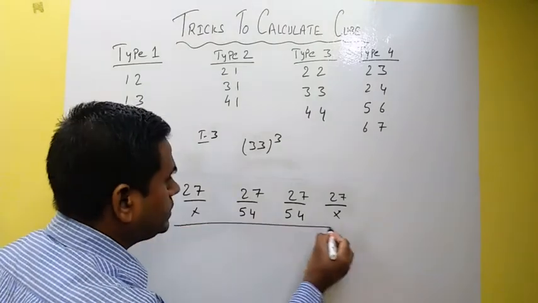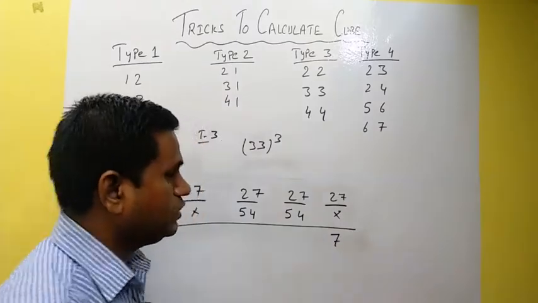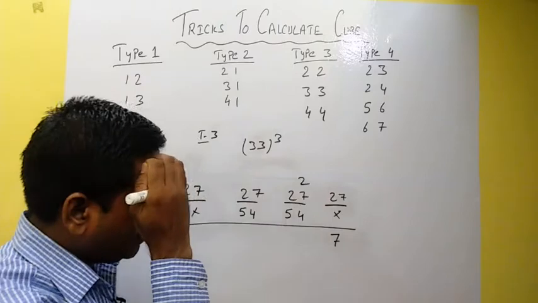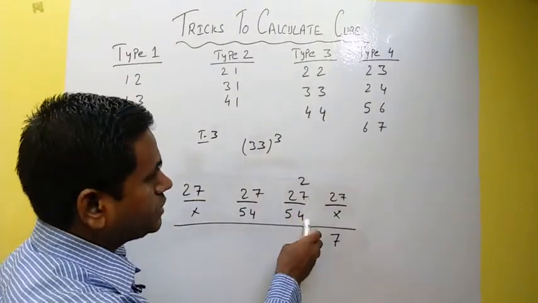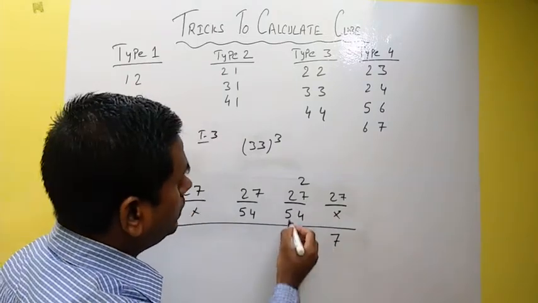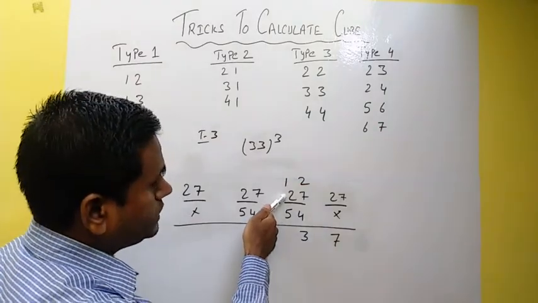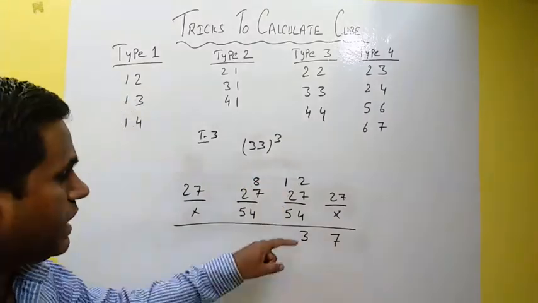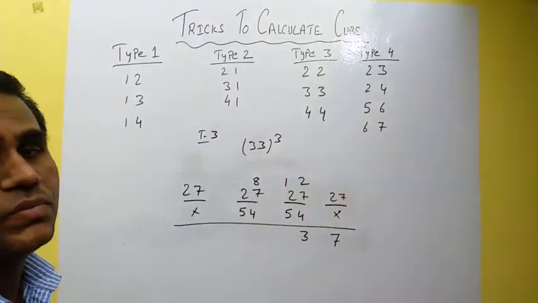Now just add these numbers. So only one digit will come, as I told you previously also. So what about 2? 2 will go here as a carry forward. So now 7 plus 2 is 9. 9 plus 4 is 13. So 3, and 1 carry forward will come here. So here 5 plus 2 is 7. 7 plus 1 is 8. So 8 will come here as a carry forward. After adding, we will write one digit only. Other digits will go to the carry forward.